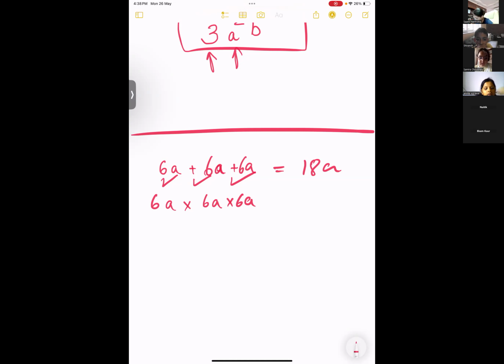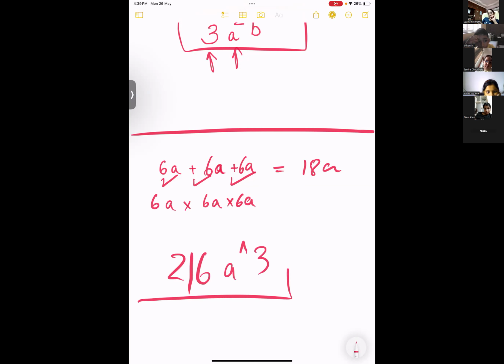Now the answer for 6a into 6a into 6a: 6 times 6 is 36 and 36 times 6 becomes 216. But it is a cube. How will you write a cube? So write 216, then a, shift button and 6 button, press that together and then a 3. This is how you write it. Look at my answer in the chat box. 216a to the power of 3. This is written like this. Is it something new that you've learned today? Yes, ma'am, definitely.